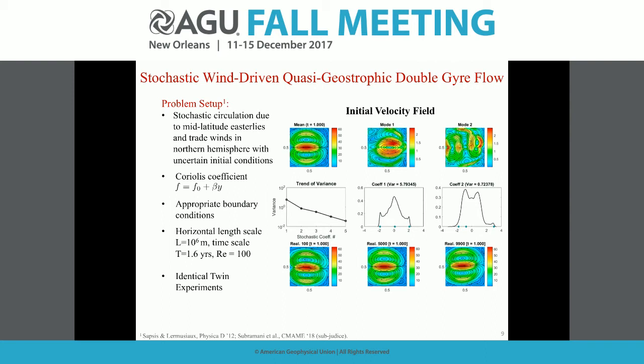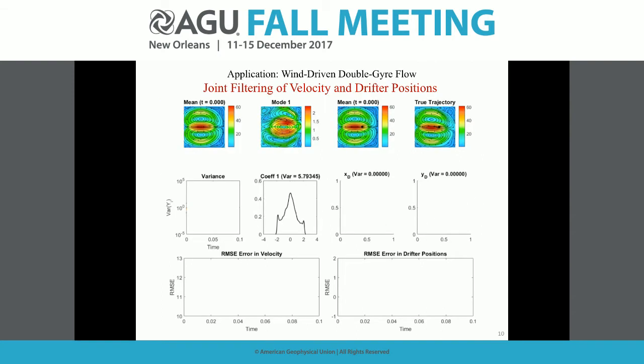And I'll just show some twin experiments that we carried out. The first one is essentially we have observations of drifter positions as a function of time, and I show how we can improve our knowledge of both the velocity field and the model trajectory itself. On the top row, I show the mean of the velocity field and the first mode, which is the dominant one and explains the dominant uncertainty, and then the mean of the model trajectory and the true trajectory itself. In the second row, I show how my variance varies with time, and the coefficients and the PDFs of my drifter positions. And below, in the last row, I have the RMS error.